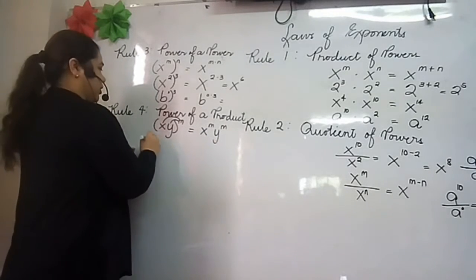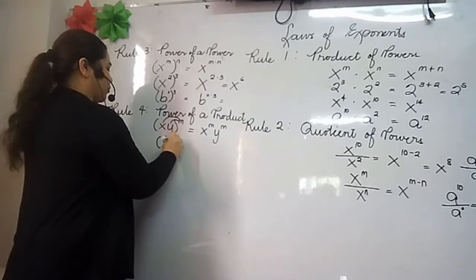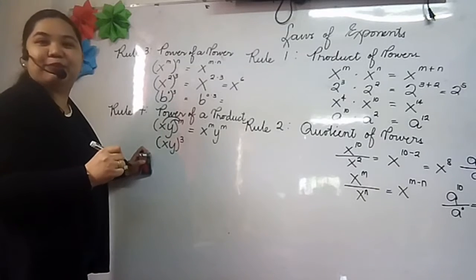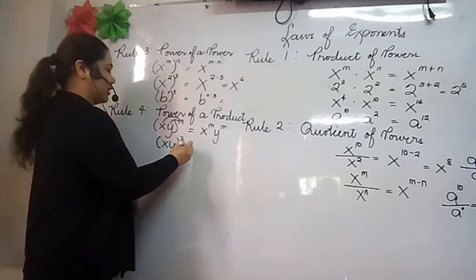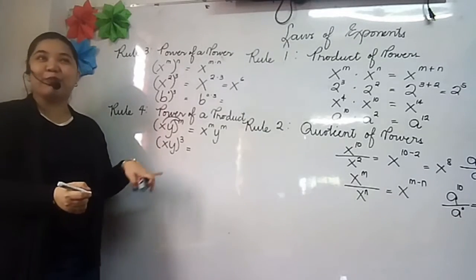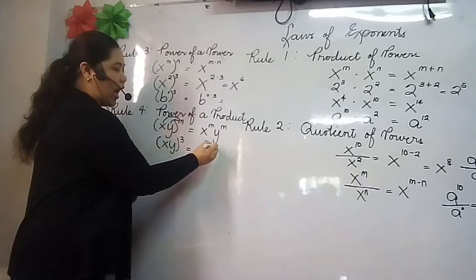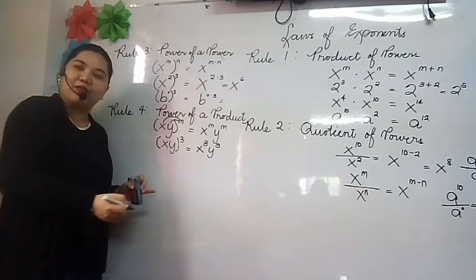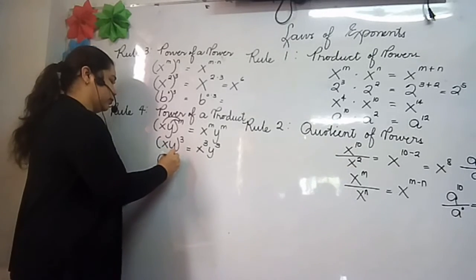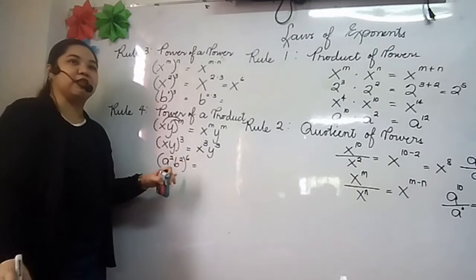Example. XY raised to the third power. What will be the answer? Didistribute mo lang. X cubed, Y cubed. Isa pa nga. A squared, B squared, raised to the 6th power.